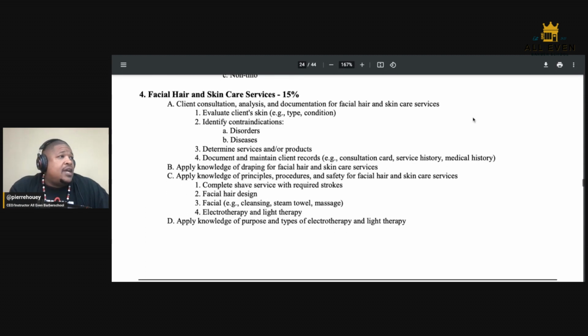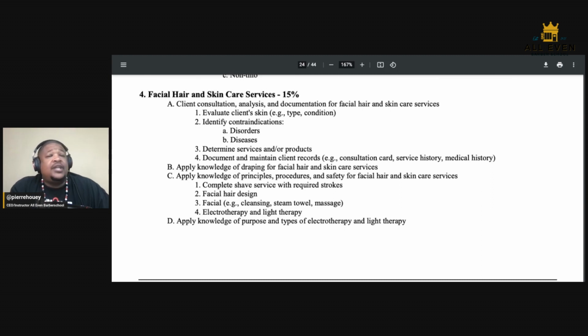Okay. So you got A, client consultation, analysis, documentation for facial hair and skincare services, meaning 1 through 4, evaluating the client's skin, the type and condition. It's not that bad. It's only really 4. Technically, it's 3, and then the fourth is a variation.